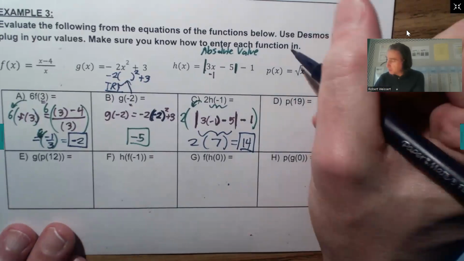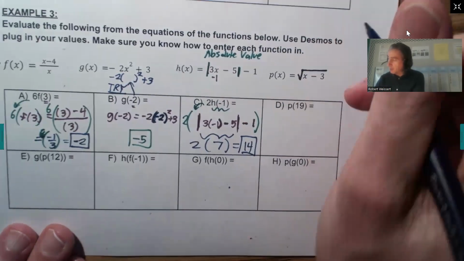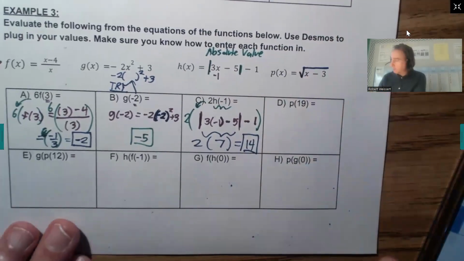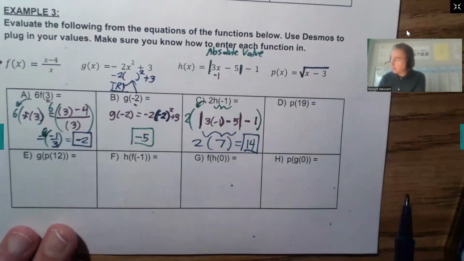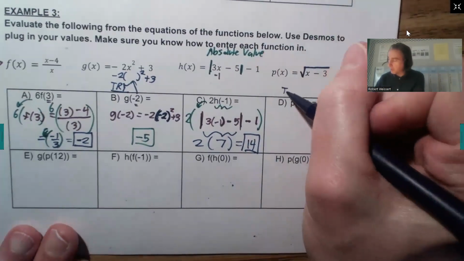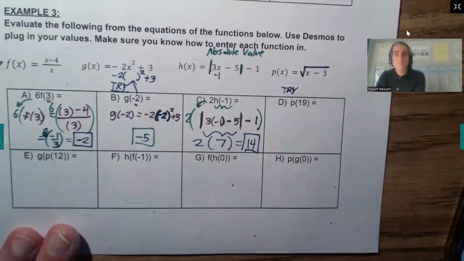Try this one here. This is the square root function. I'll see if you can find that first on your calculator without me going over it. So just pause the video and try, and then I'll go over how to do that.